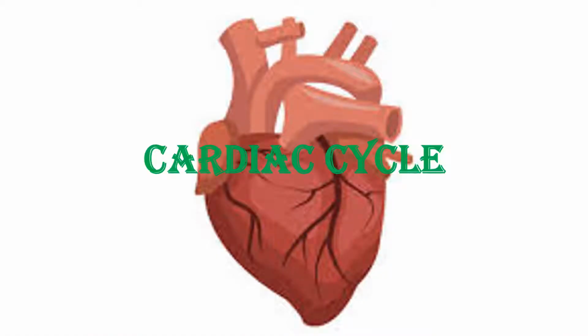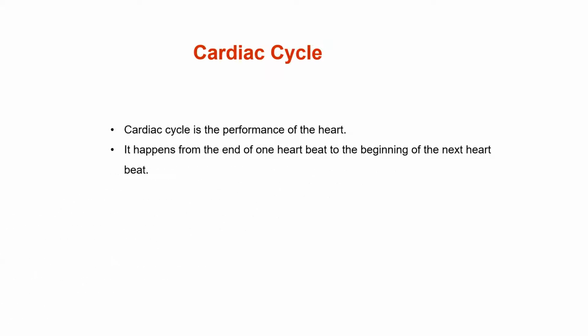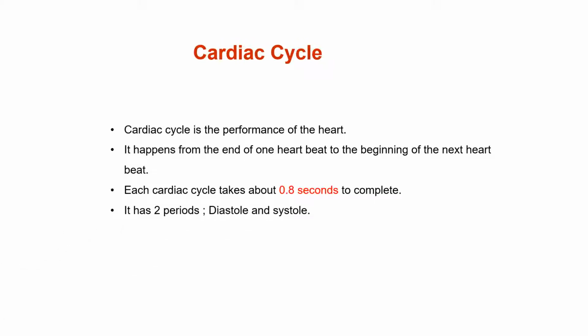Cardiac cycle. Cardiac cycle is the performance of the heart. It happens from the end of one heartbeat to the beginning of the next heartbeat. Each cardiac cycle takes about 0.8 seconds to complete and it has two periods, diastole and systole.